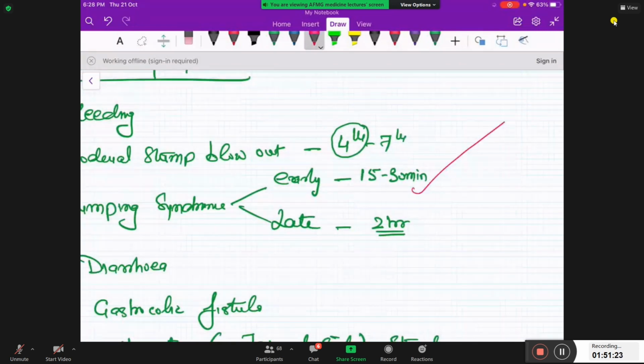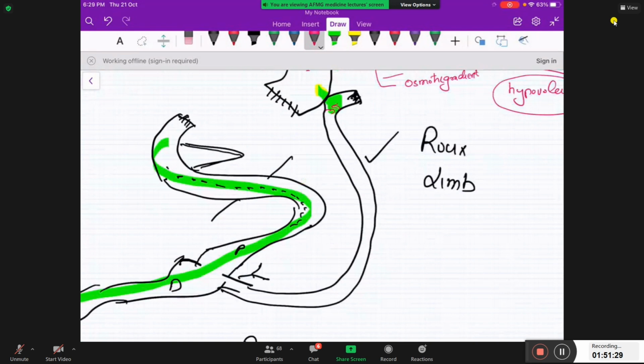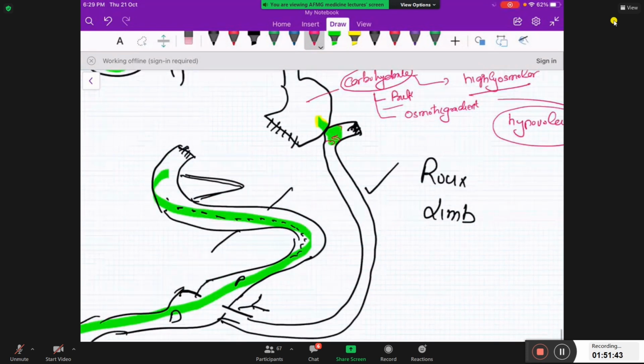Late dumping happens after 2 hours. Now what is this late dumping? Jejunum has a very good absorptive power. We will see shortly what it does; first we understand what is happening. Jejunum has a very good absorptive power, right? And you have now attached jejunum to the stomach. And now jejunum is exposed to very high carbohydrate rich food.